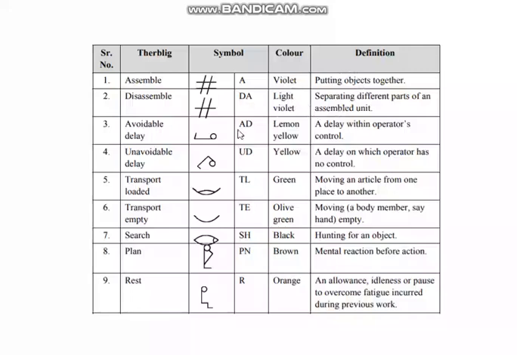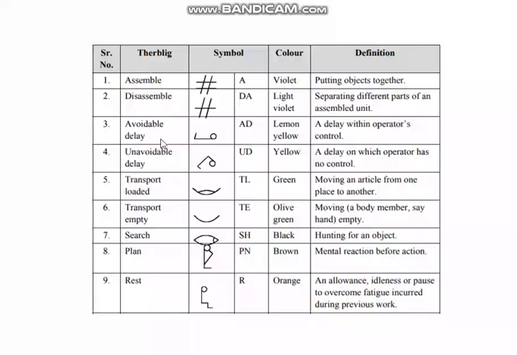Now what is the meaning of disassemble? Disassemble means separating different parts of an assembled unit. That means, suppose an assembled unit, nut and bolts are there. You are making them separate and putting them in two different trays. See, this is called disassembly.